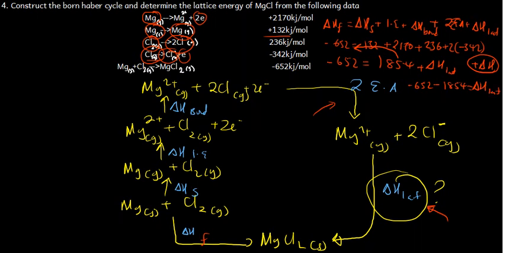Now if we add these 2 values, 1854 plus 652, that is going to give us a lattice energy equal to negative 2506. This is in kilojoules per mole. So the unit is kilojoules per mole, because we are forming 1 mole of compound. So that is the value then. That is the answer for this question.